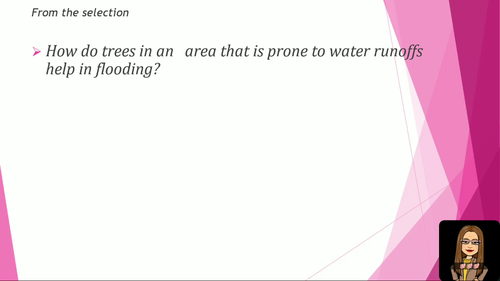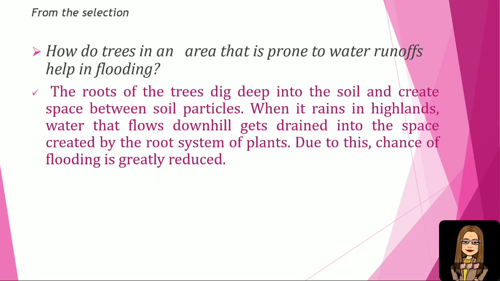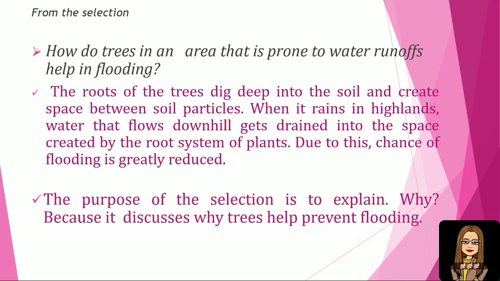Why does the selection show explanation? My question is, how do trees in an area that is prone to water runoffs help in preventing flooding? And the answer is, the roots of the trees dig deep into the soil and create space between soil particles. When it rains in highlands, water that flows downhill gets drained into the space created by the root system of plants. Due to this, chance of flooding is greatly reduced. The purpose of the selection is to explain. Do you know why? Because it discusses why trees help prevent flooding.